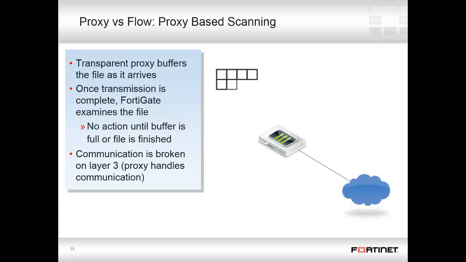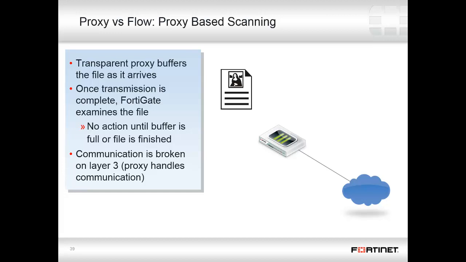As its name implies, proxy-based scanning uses a transparent proxy to deal with the communication. The proxy buffers the file for inspection during transmission. Obviously, this can cause a delay on files being sent since the entire file needs to be buffered or the oversize limit reached before the proxy will take any action.